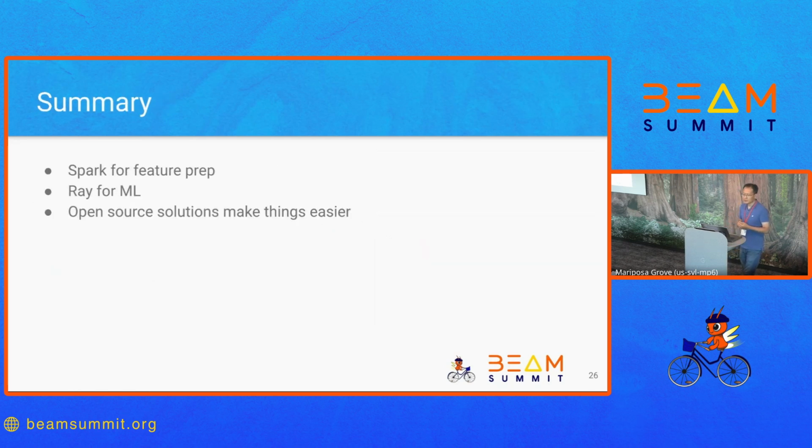Quick summary: we transitioned from Spark to Ray. We leave the feature private for Spark, but we found Ray handles machine learning pretty well for distributed language models. Also, we found open source solutions make it a lot easier.